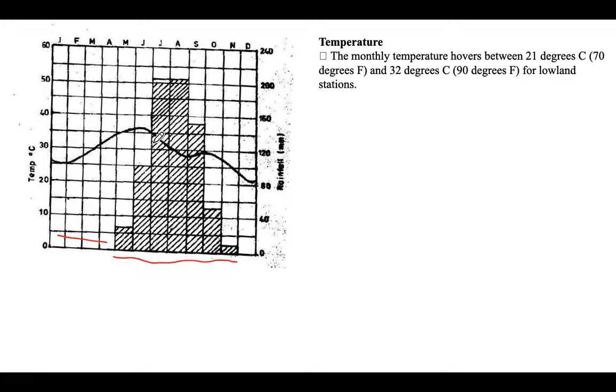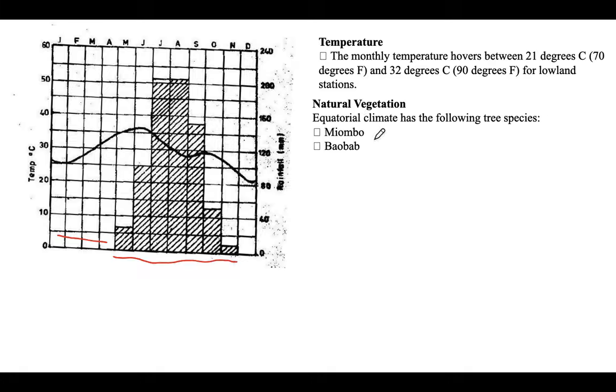So in here we can state the type of vegetation. In the savanna climate, we have the mayomba, and then we have the baobab tree. These are some of the vegetation. And then we have acacias. So those are some of the trees.